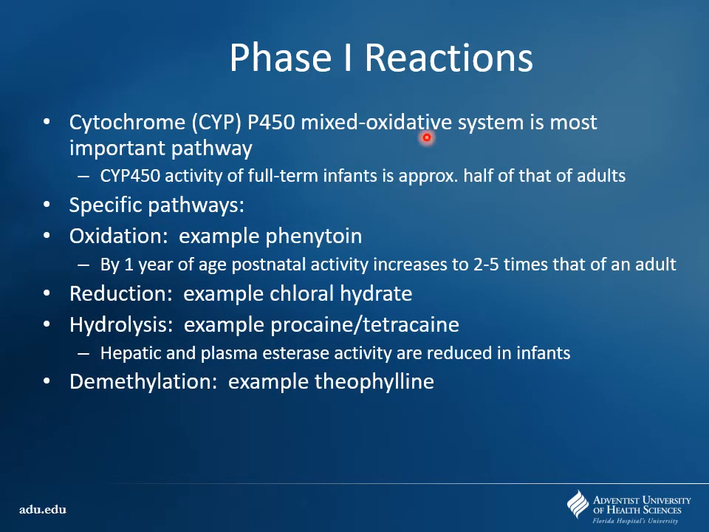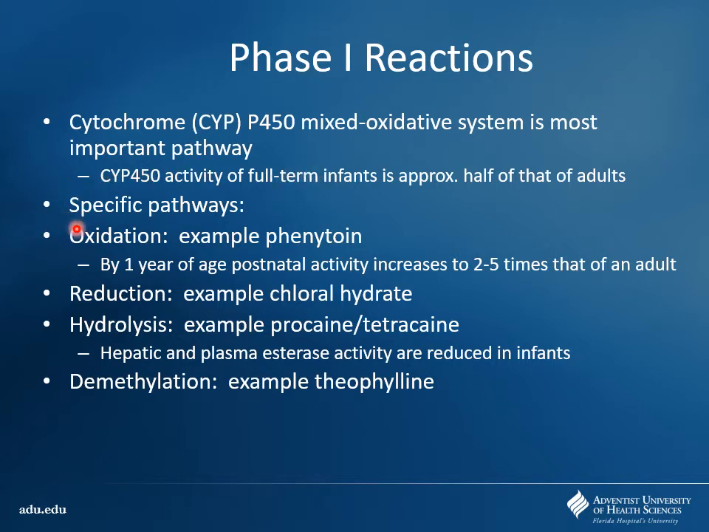So what you're going to find is that CYP obviously is still our most important enzyme system, the most important phase 1 reaction we have here in the liver. But you're going to find that the CYP P450 activity for a full-term infant is only about half of what it should be for an adult patient, on a weight per weight basis. The more premature they are, the more likely they are to have underdeveloped enzymes, though, and less likely they are to be able to metabolize drugs effectively.